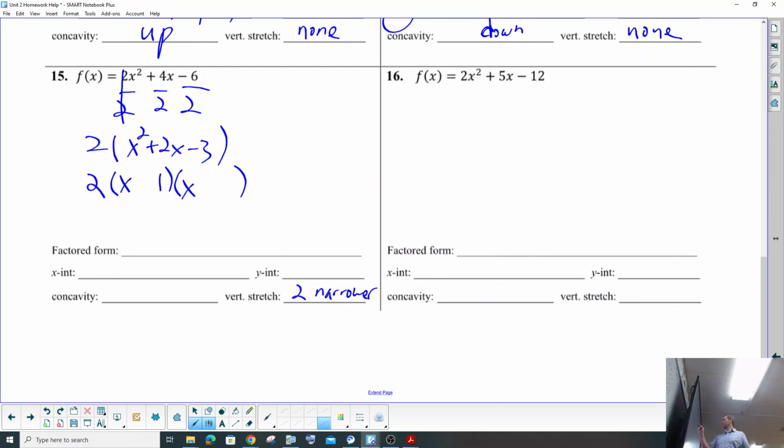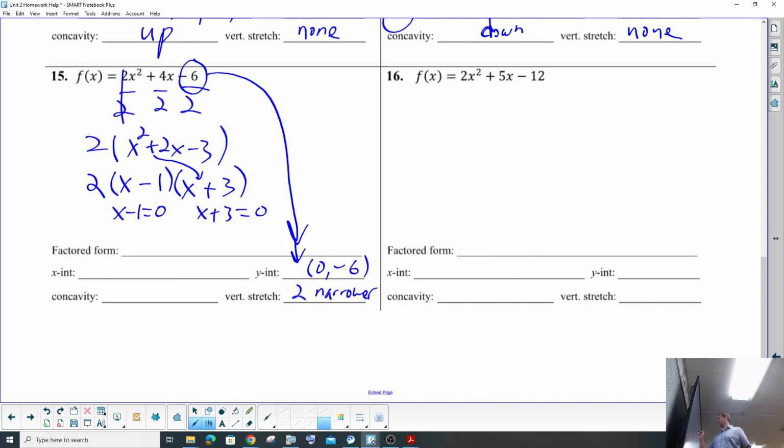So it is a 1 and a 3, factors of 3. Sign of the middle term goes with the bigger number, good. This is a vertical stretch of 2. We do technically have a y-intercept of 0, down 6, good. And then remember you have to set them each equal to 0, or just take the opposite sign.